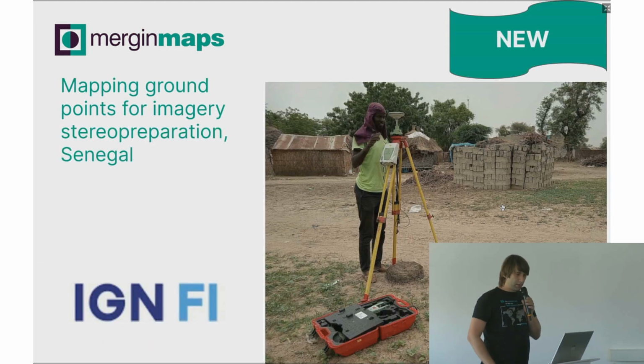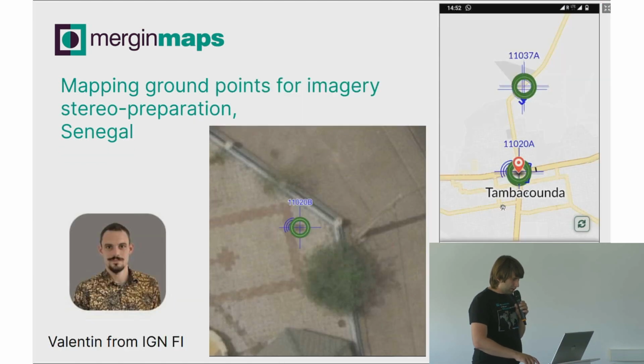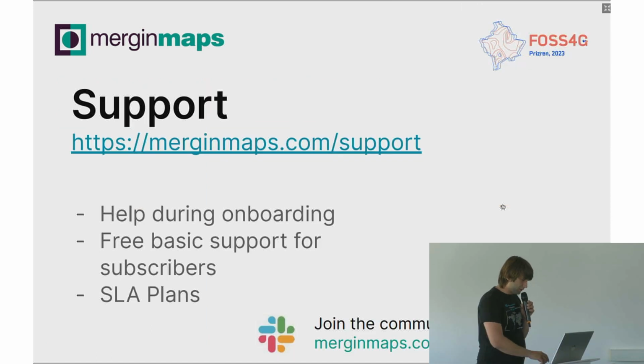Very new case study that came out just for this FOSS4G, as a present for you. It's one for ING in Senegal, and they were doing LiDAR scanning of a big area, but they needed the ground points for this LiDAR. I think they recorded 1,000 points with Mergin Maps and with some attributes for this purpose. So feel free to read this case study too.